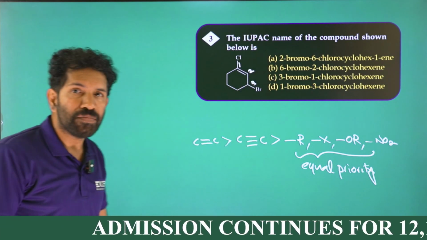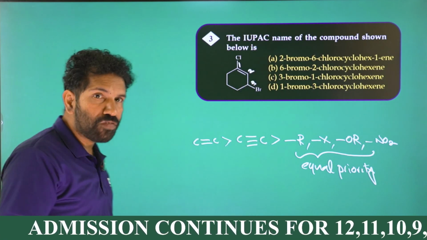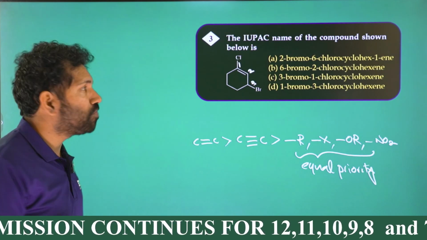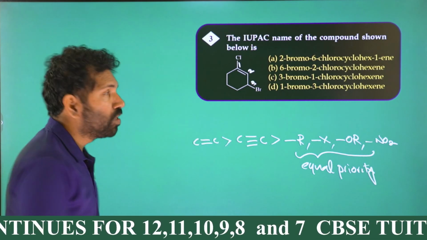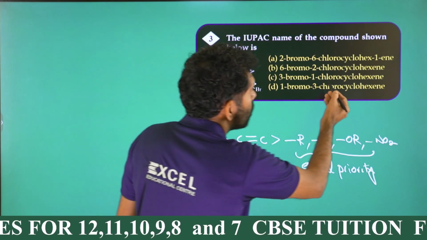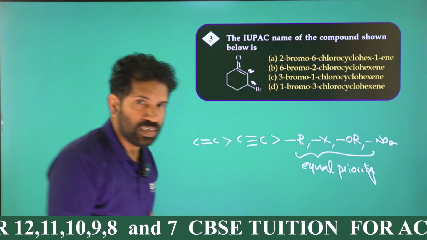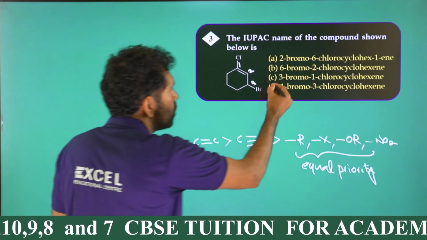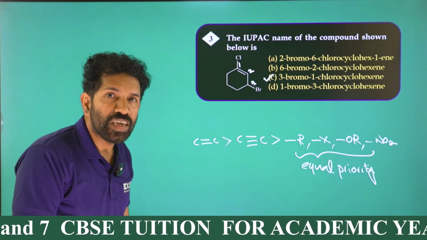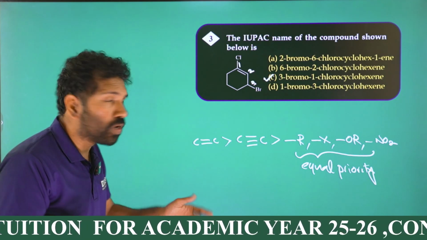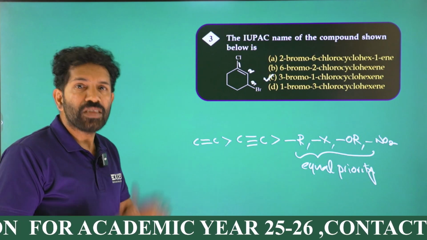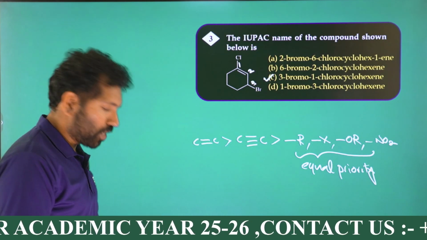Tell me the name now. Yes, we have to follow alphabetical order. According to alphabetical order, bromine comes first. That is 3-bromo, 1-chloro, then cyclohexene. That's the answer. So 3-bromo-1-chlorocyclohexene, or you can say 3-bromo-1-chlorocyclohex-1-ene. That's about the IUPAC name, right?